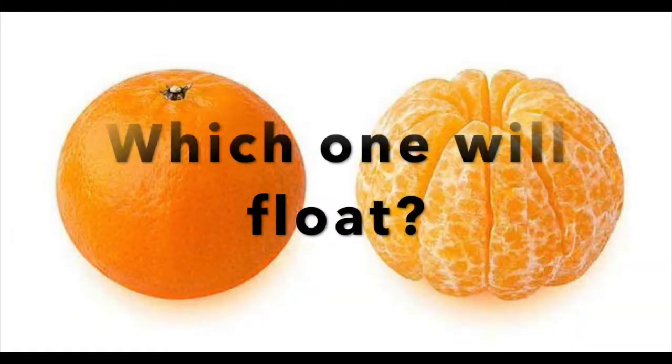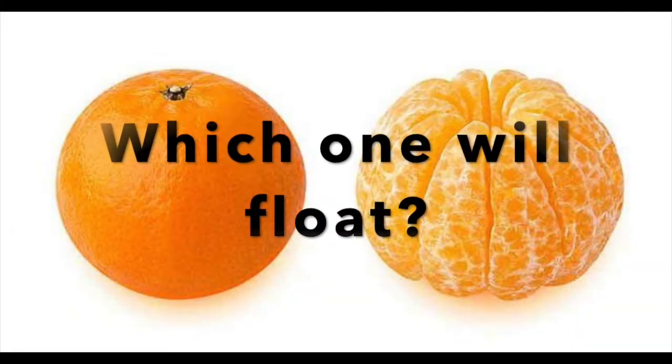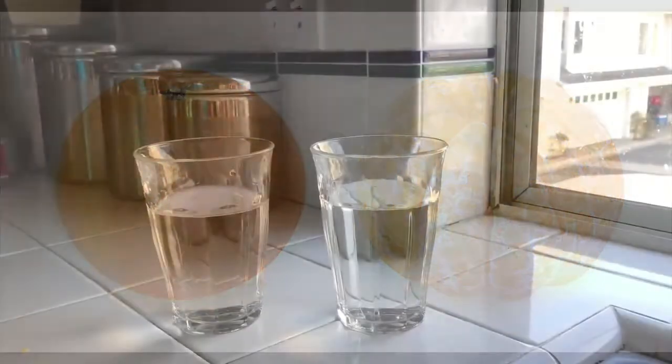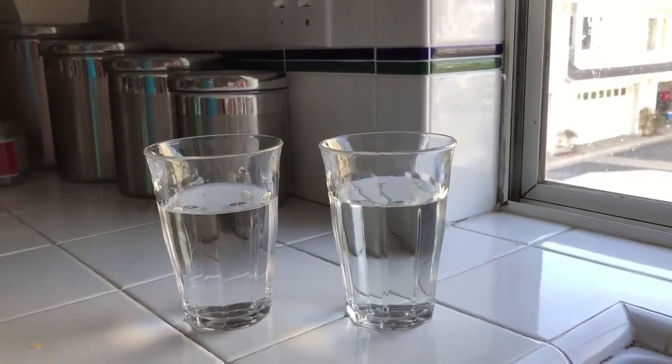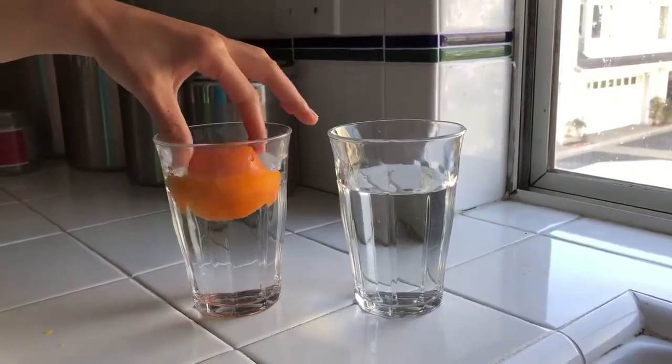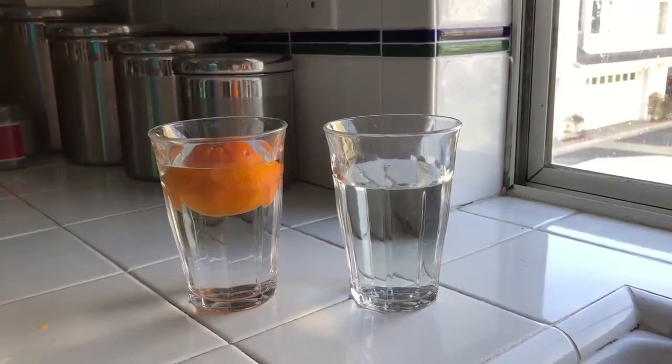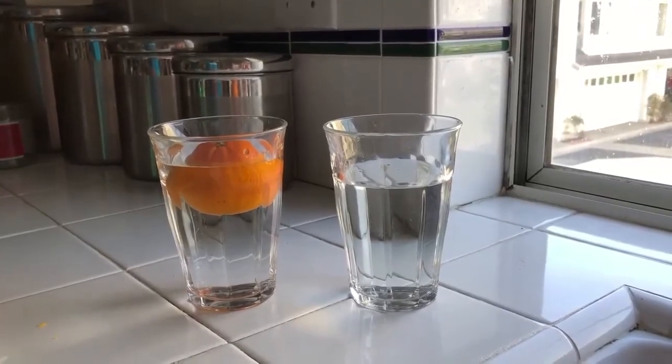Then grab your orange. Do you think an orange with a peel will float? Or do you think an orange without the peel will float in water? Take a second to make your guess. Go ahead and place the orange with the peel in the water tank. Take notes on what you see, and then take out your orange, unpeel it, and place it back in the water. We're going to show both of these in this demo video.